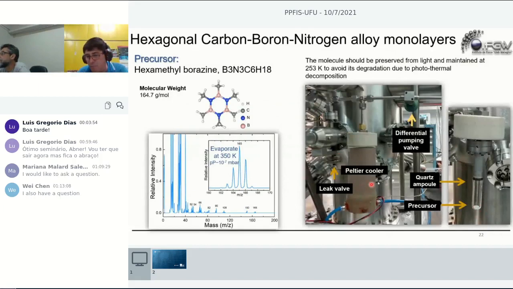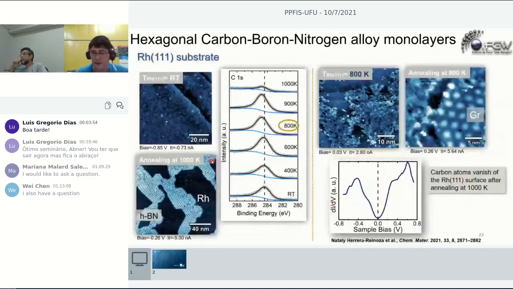This is a small powder that we needed to keep cooled, but when we evaporate, we heat up, and then we can sublimate inside of the chamber with the sample very close, and we sublimate it on the surface, and everything starts from that. Here, we start with rhodium, because we have a lot of works using rhodium to grow HBN.